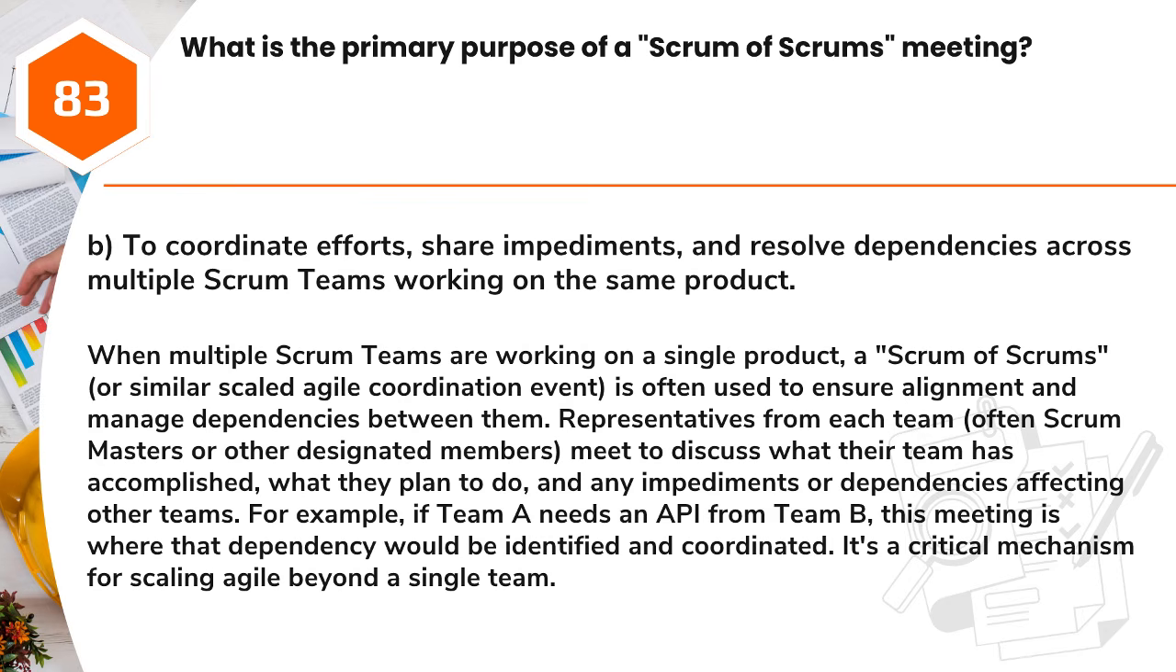Answer: B. To coordinate efforts, share impediments, and resolve dependencies across multiple Scrum teams working on the same product. When multiple Scrum teams are working on a single product, a Scrum of Scrums, or similar scaled Agile coordination event, is often used to ensure alignment and manage dependencies between them.